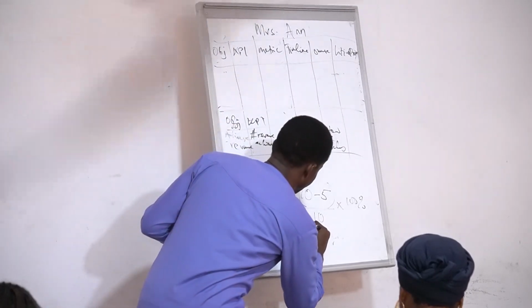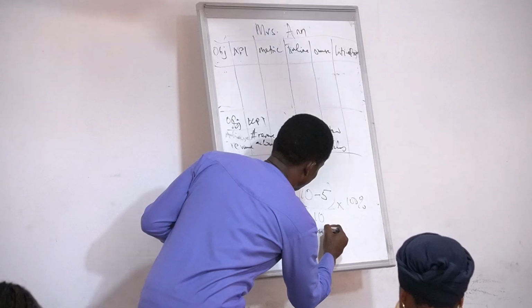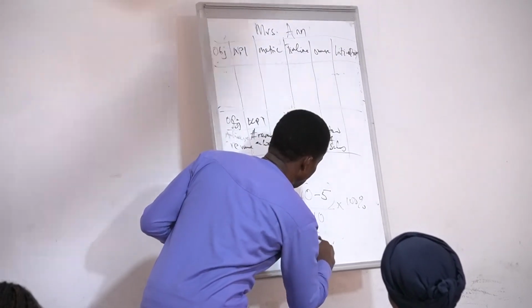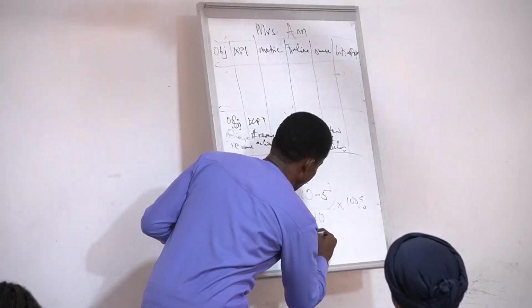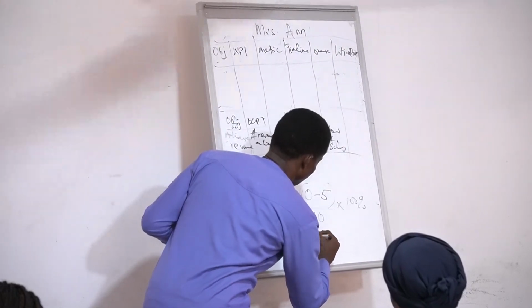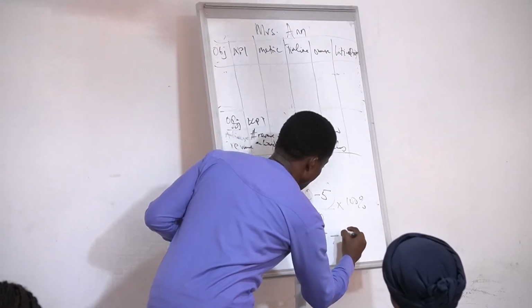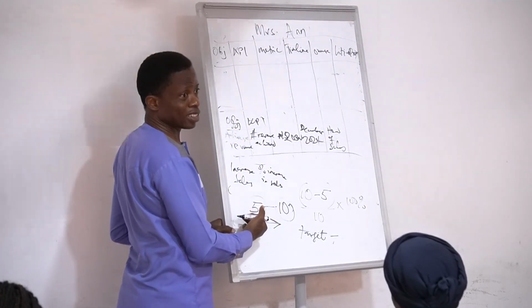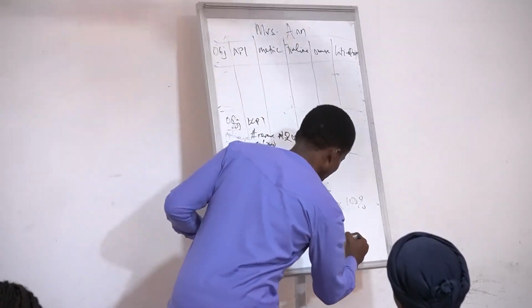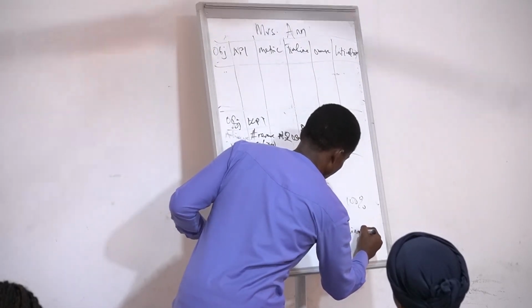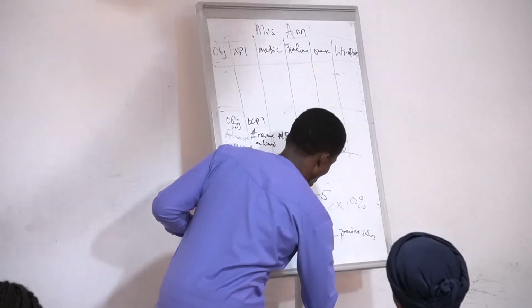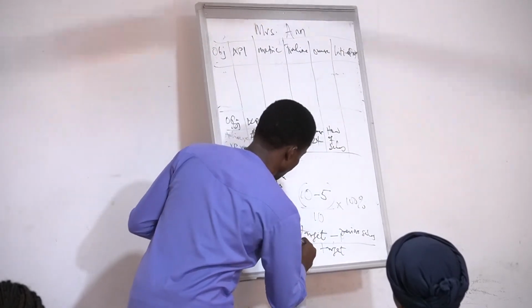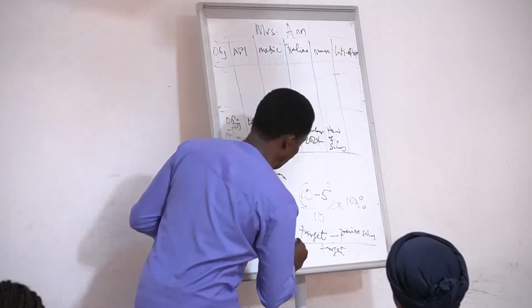So we have new target, or we just say target. Minus what do we call this one now? Previous sales. Previous sales over target times 100%.